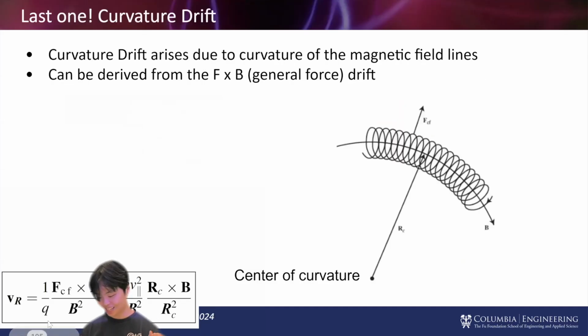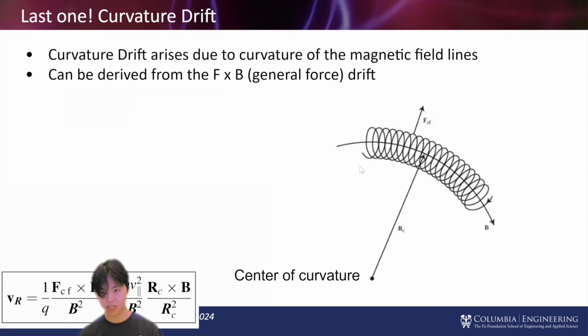So I promise this is the last one. This one is, in my opinion, one of the ugliest ones. What happens if my magnetic field lines are curved, which is very common? You can derive it from the generalized force drift. It's basically the force of a centrifugal force, which many argue is not a real force, but it depends on your frame of reference in reality. So you can derive it, but it's very ugly. Just note that you'll experience some kind of drift due to the curvature of your field line.